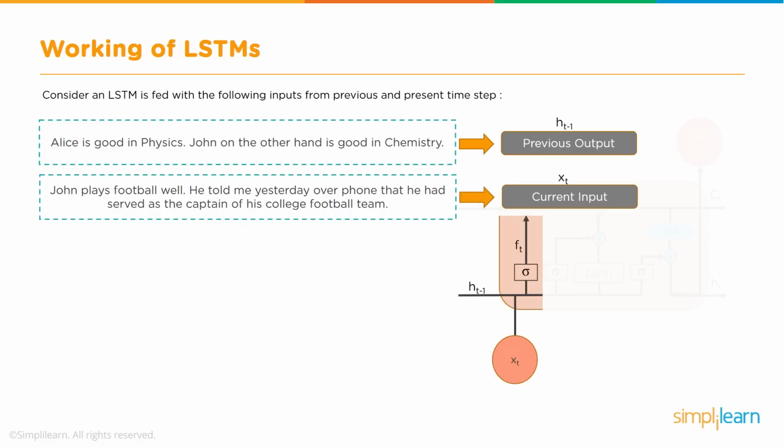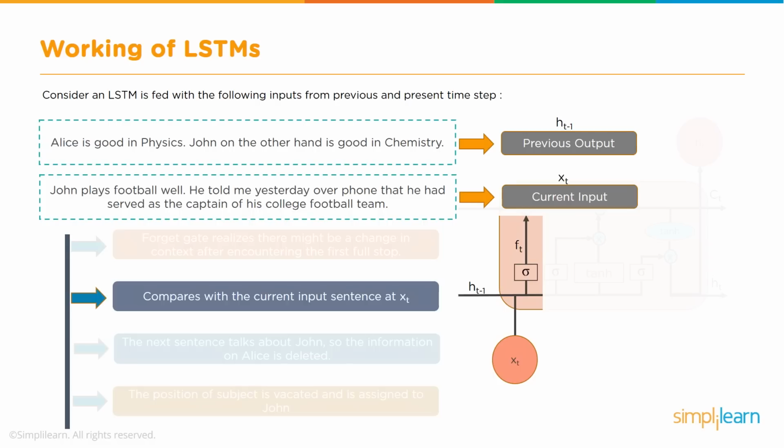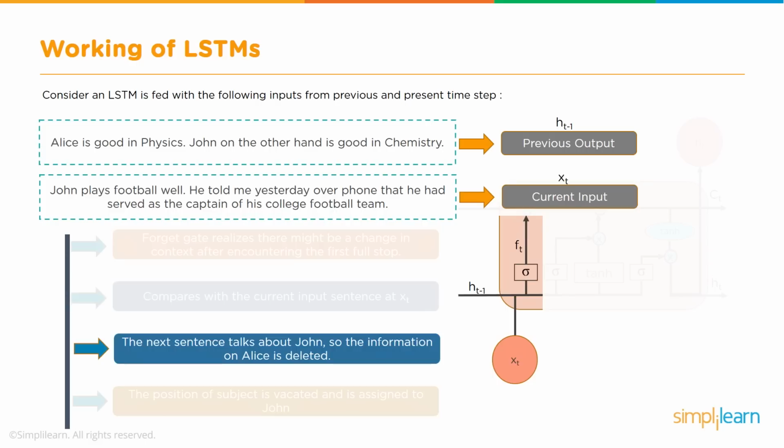That's our current input. So as we look at this, the first step is the forget gate realizes there might be a change in context after encountering the first full stop. It compares with the current input sentence of x at t. So we're looking at that full stop and then comparing it with the input of the new sentence. The next sentence talks about John, so the information on Alice is deleted. Okay, that's important to know.